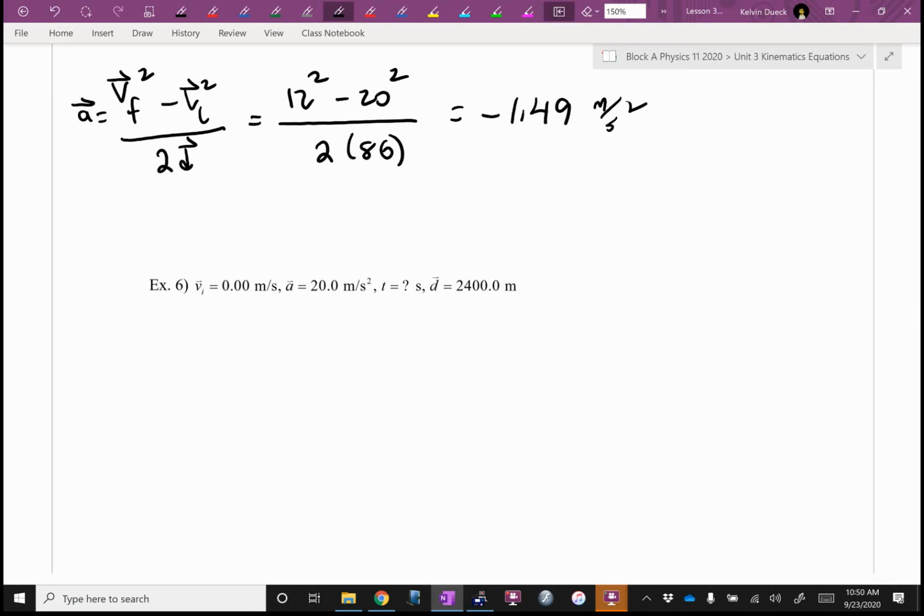Deegan, what are they asking me to find in example 6? Which equation?